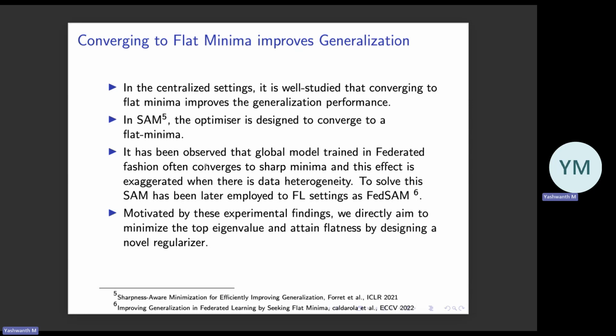Motivated by these findings, we directly aim to minimize the top eigenvalue and attain flatness by designing a novel regularizer. The top eigenvalue is an indicator of flatness.